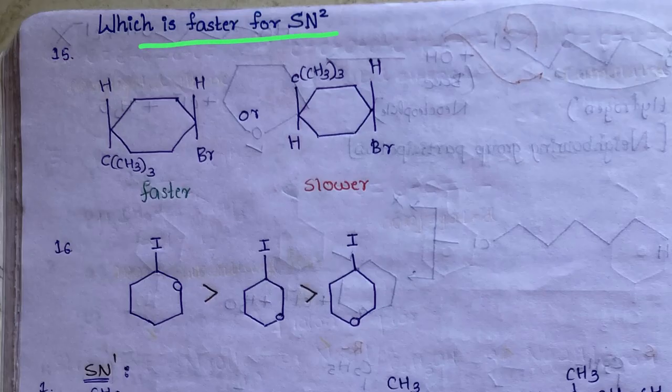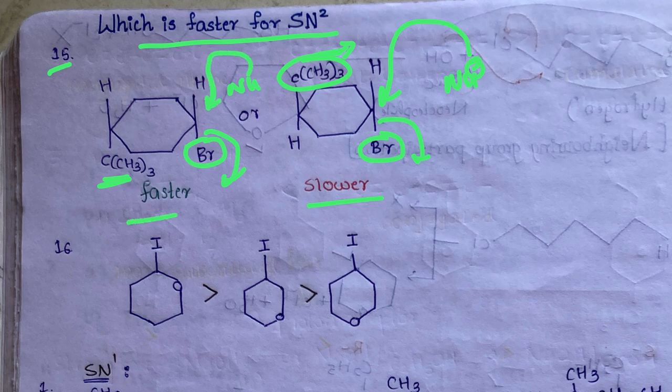Now, which is faster for the SN2 reaction? 15th question. Here the leaving group is bromine, down there is a bulky tertiary butyl group, and the top also has a bulky group. When the leaving group leaves, from which side does the nucleophile attack? Opposite. In the opposite direction there is a bulky group, therefore this is a slower reaction. When the leaving group leaves like this, the nucleophile attacks from the opposite direction, therefore this reaction is faster.